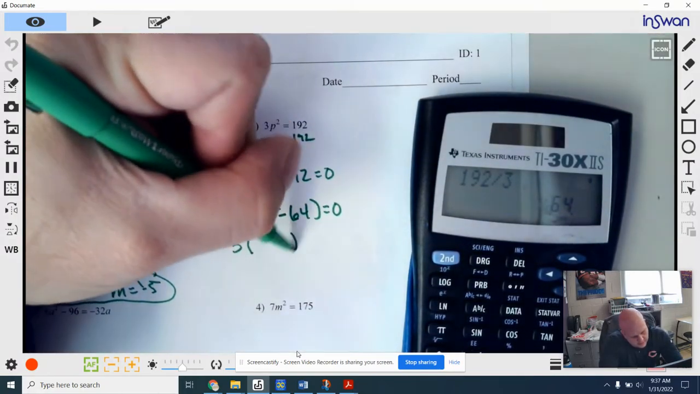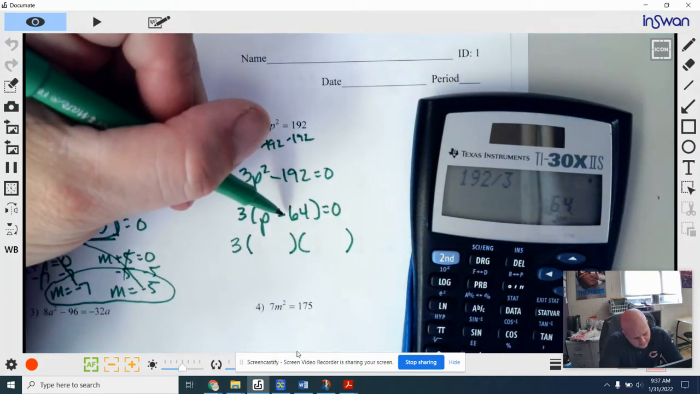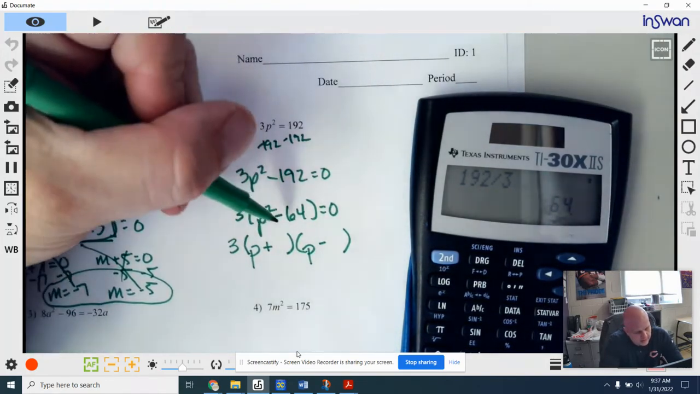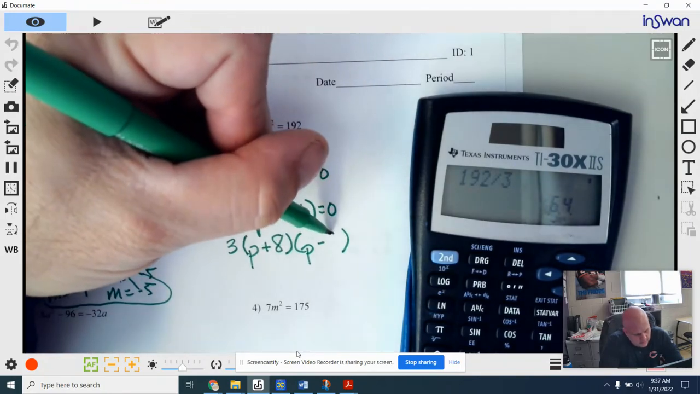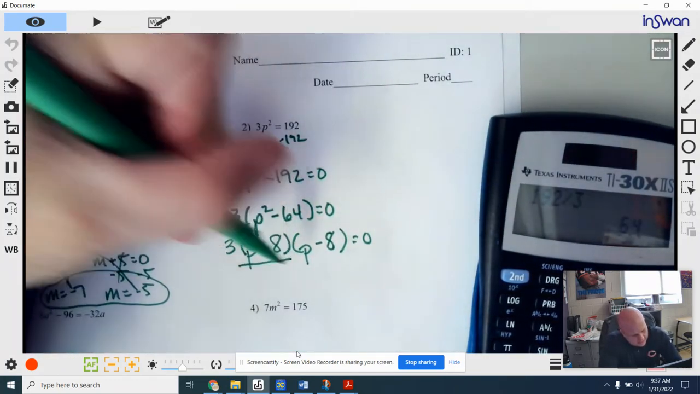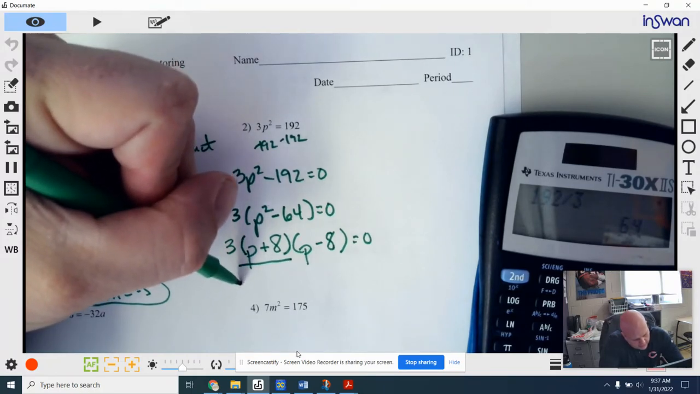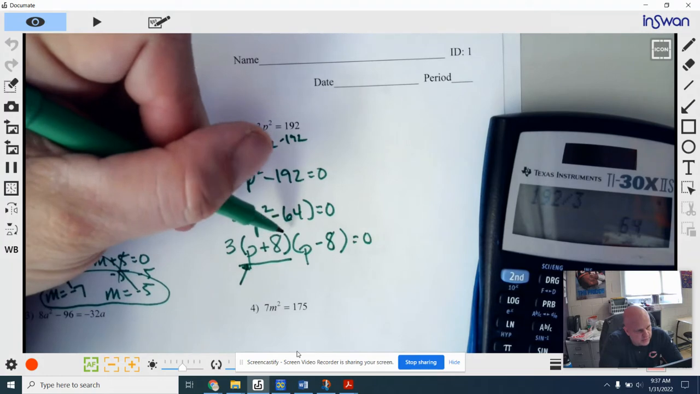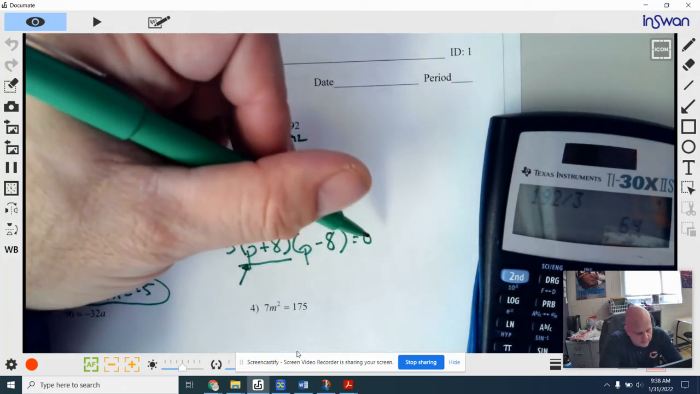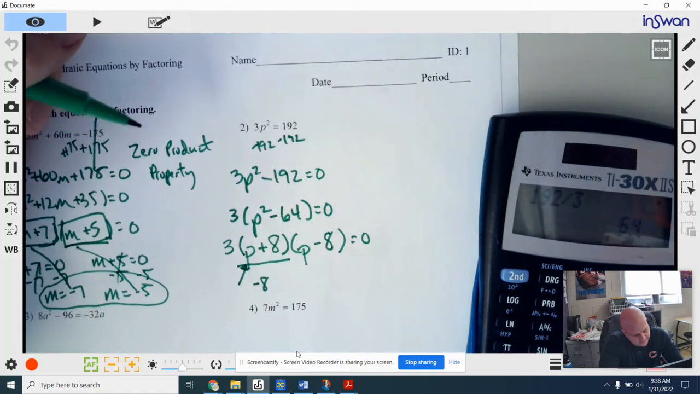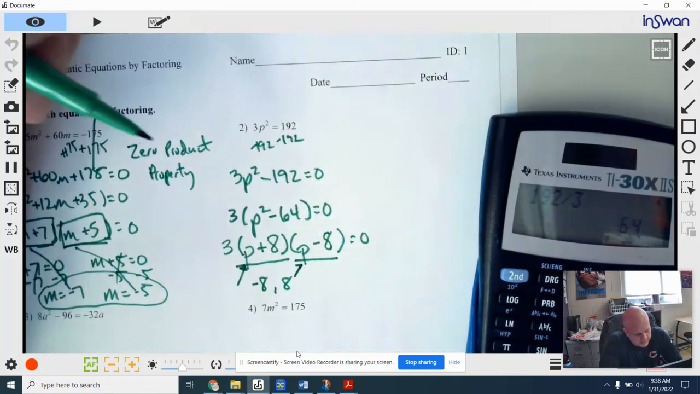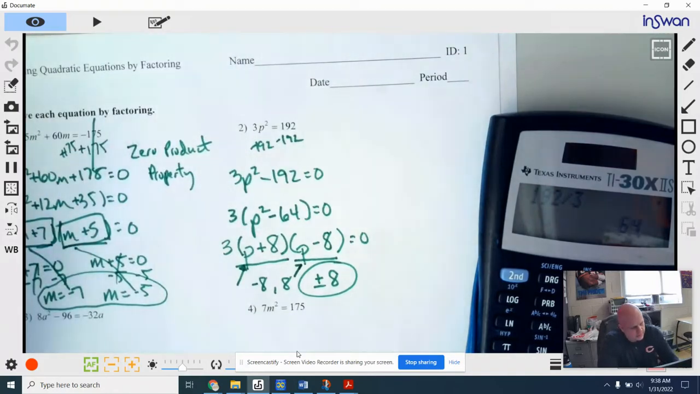So if I keep factoring, because I have no middle term, I know that when I set up my values here, they're going to be opposites. And what multiplies to 64? We got 8 and negative 8. Okay, so now I just think, what do I need to plug in right here to make this parentheses equal to 0? Because if this parentheses is equal to 0, then 3 times this times whatever that is still going to be 0. So that's going to be a negative 8. And then I look at this parentheses. What do I got to plug in here to make this parentheses equal to 0? That's going to be a positive 8. So my answer for number 2 is going to be plus or minus 8.